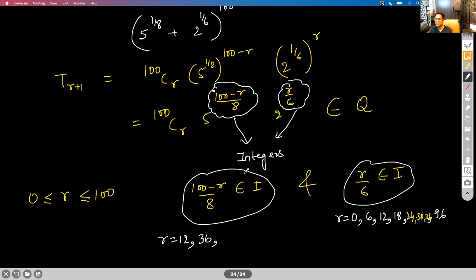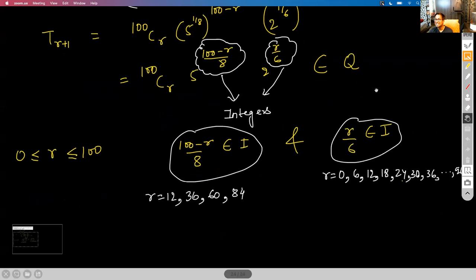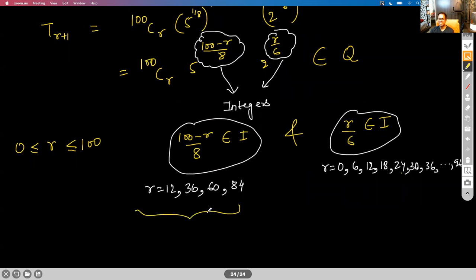Let me just write it down slightly more. By the way, I will not write all of them. There's a pattern by which you can identify them. The next number that you will get will be at a gap of 24. So the next number is 60, and 100 minus 60 works too. Next will be 84. 100 minus 84 is 16, and 16 by 8 is an integer. So these are the only four values of r for which you will end up getting this quantity as a rational number. That means only T13, T37, T61 and T85 are rational.